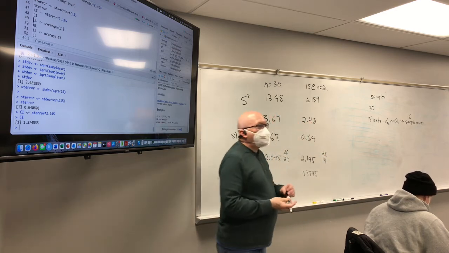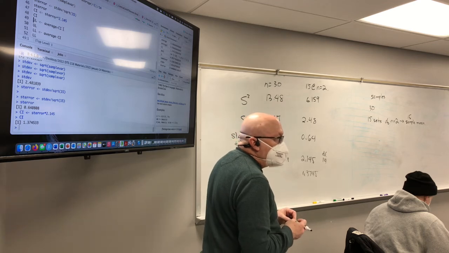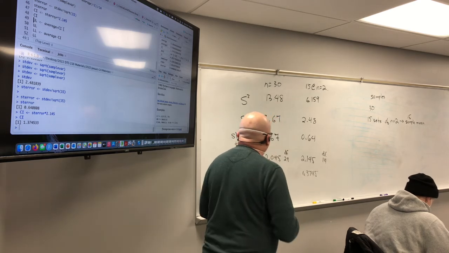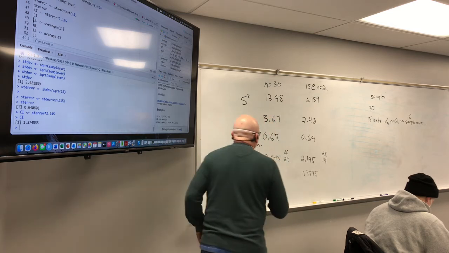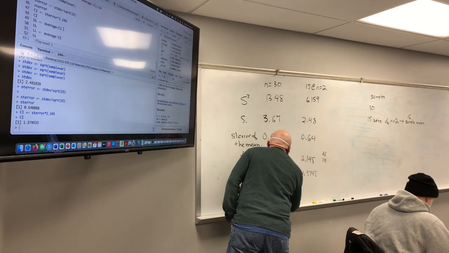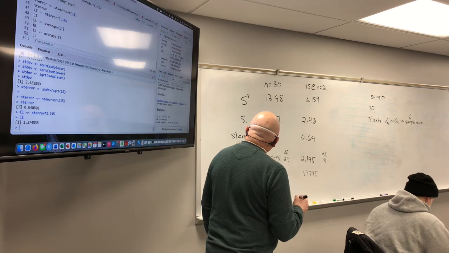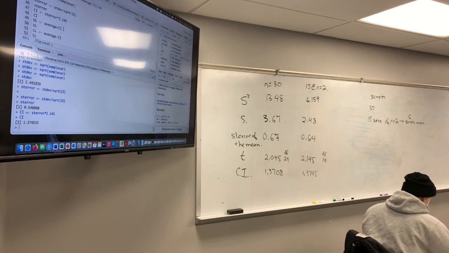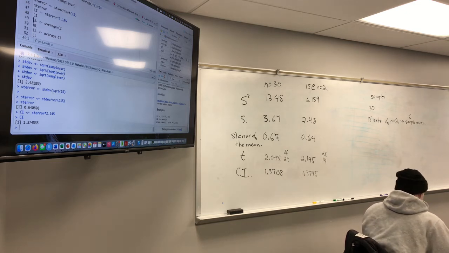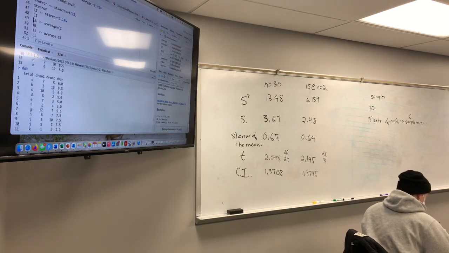What was it for the sample of 30? Was it 1.37 also? 1.3708. That's not what I remember getting earlier. It is what I got earlier.